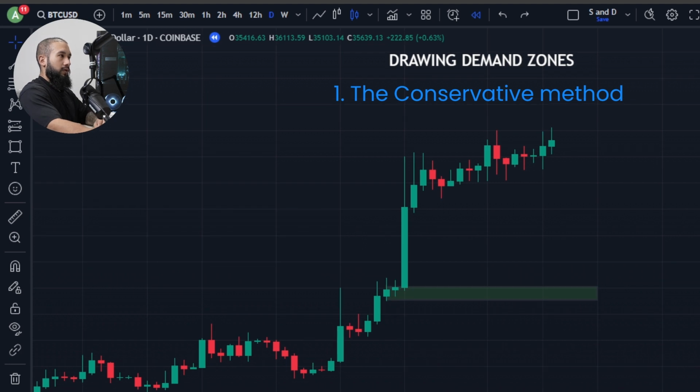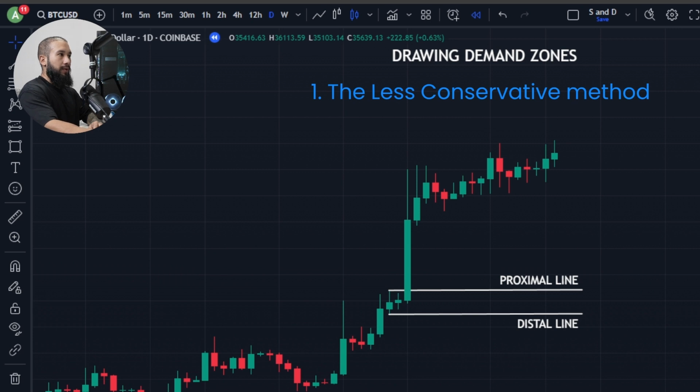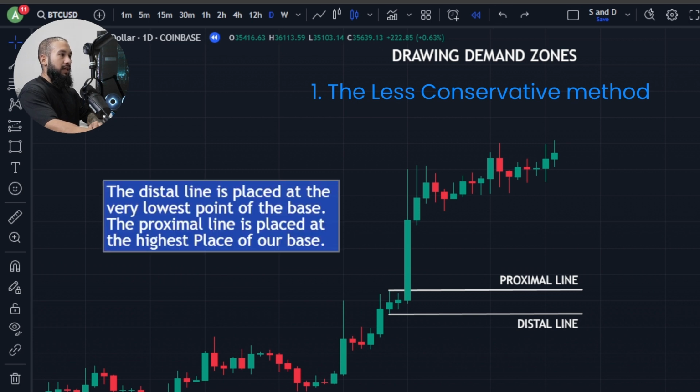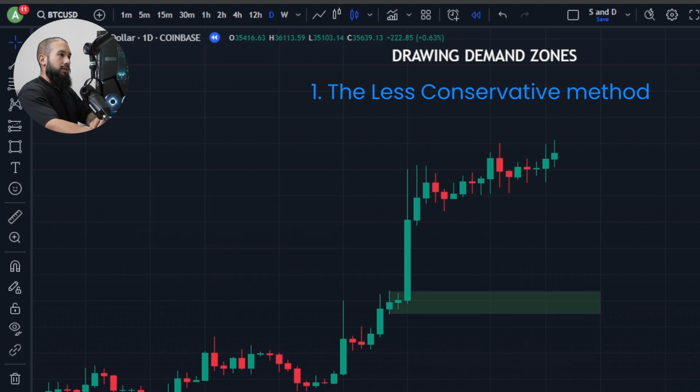Alright, next we're going to go over the less conservative method. For the less conservative method, the distal line is placed at the very lowest point of the base, which is this wick here because it's the lowest point, and the proximal line is placed at the highest point of our base, which is going to be at this wick. And if we drew this demand zone out, it will look like this. Notice with the less conservative method that the zone is a bit bigger.